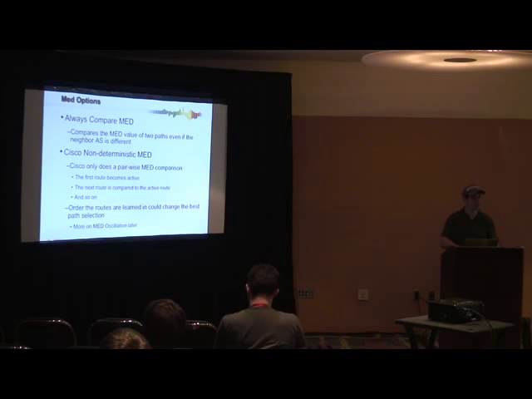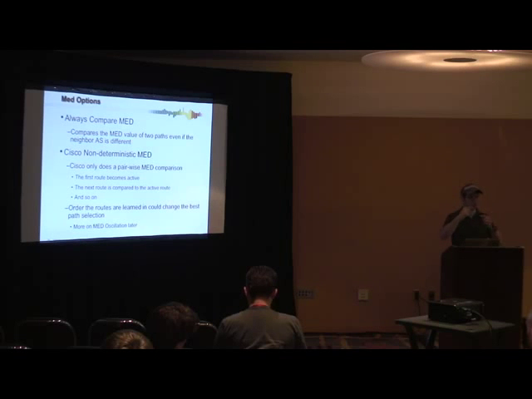There's always-compare-med. In this case, you will make a MED comparison between two routes, even if the neighboring AS is different. There's also Cisco non-deterministic MED. So Cisco does this pairwise route selection. It takes the first route and makes it best, and then it takes the second route and compares that to the first route. And if the second route is better, that becomes the new best. And then if there's a third route, it compares the third route to the second route. And if the third route is better, that becomes the new best. You can get into a scenario where you have 3 routes, where the first route is better than the second route, and the second route is better than the third route, and the third route is better than the first route.